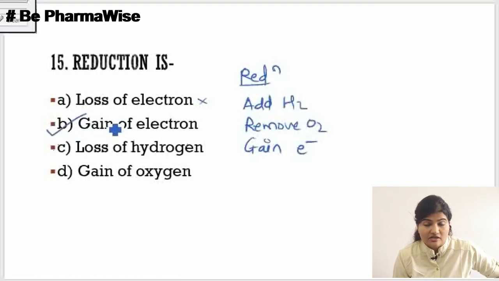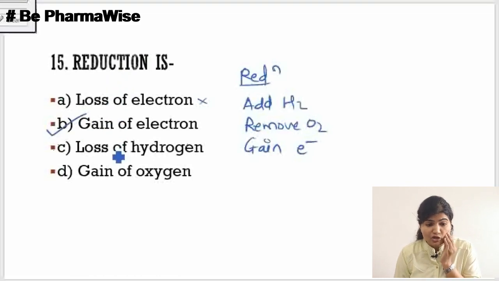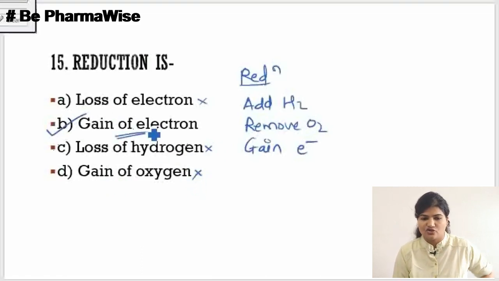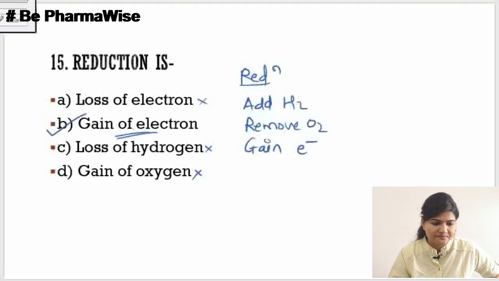But still we will read the remaining options. Loss of hydrogen, no, it is oxidation. And gain of oxygen is again oxidation. So the answer will be gain of electrons. Next question.